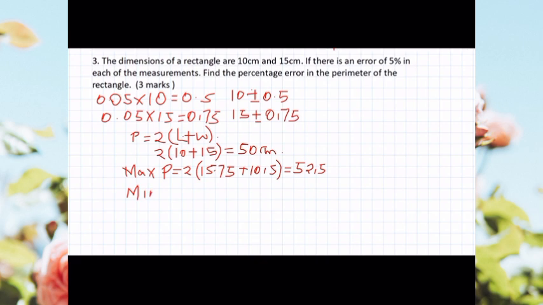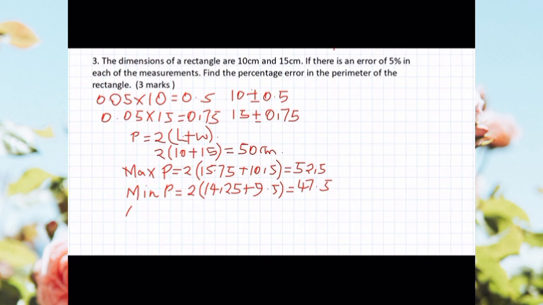So in order to get the minimum sum, we take the minimum of the length and the minimum of the width. And so in order to get the minimum of the length, we take away 0.75 from 15, so that we obtain 14.25. And in order to get the minimum for the width, we take away 0.5 from 10, so that you obtain 9.5. And so in this case, when we work out, we are going to obtain 47.5. And so this becomes our maximum perimeter, 52.5, and 47.5 becomes our minimum perimeter.